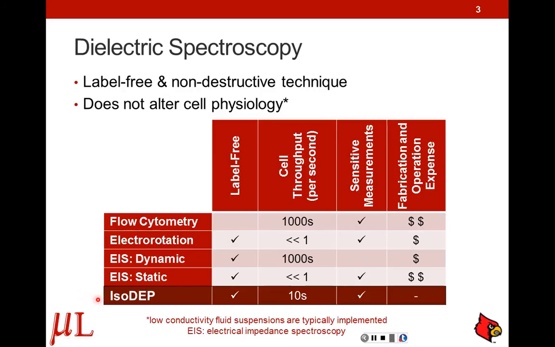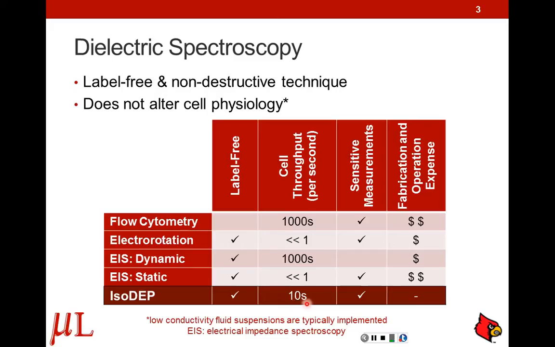We are developing an isomotive dielectrophoresis technique, where all these electrokinetic techniques are indeed label-free. This is where we meet a need. These flow cytometry techniques are very expensive and very sensitive, and electrorotation techniques are generally less expensive than flow cytometry. There is some microfabrication involved, but they have a very low throughput. You can say similar characteristics with respect to dynamic and static electrical impedance spectroscopy systems.